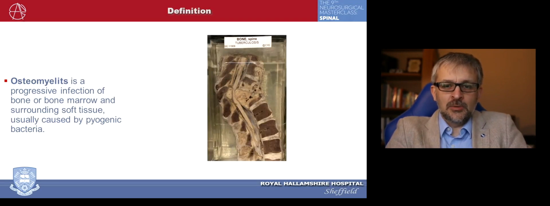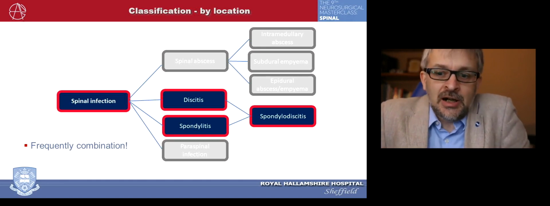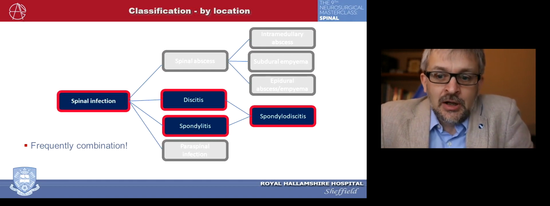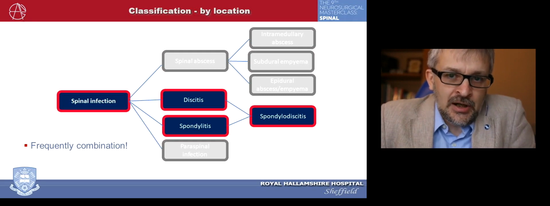Now, what is osteomyelitis? Osteomyelitis is a progressive infection of bone and or bone marrow and surrounding soft tissue, usually caused by pyogenic bacteria. If we look at the classification of spinal infection generally, you can have spinal abscess, discitis, spondylitis, as well as paraspinal infection. But today we'll focus on discitis and spondylitis, so infection of the disc and vertebrae.